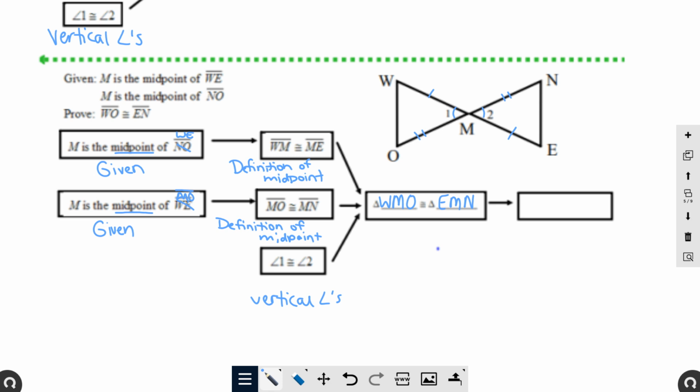That's right. WM is the segment that has the 1 mark, right? So EM is the segment with 1 mark. So we have to say WM and EM first. Then N would be last. So why are these 2 triangles equal? Side, angle, side. We have 2 sides and the included angle. All right, what am I going to put in this last box? What we want to prove, WO is congruent to EN. Now, why are those 2 segments equal?